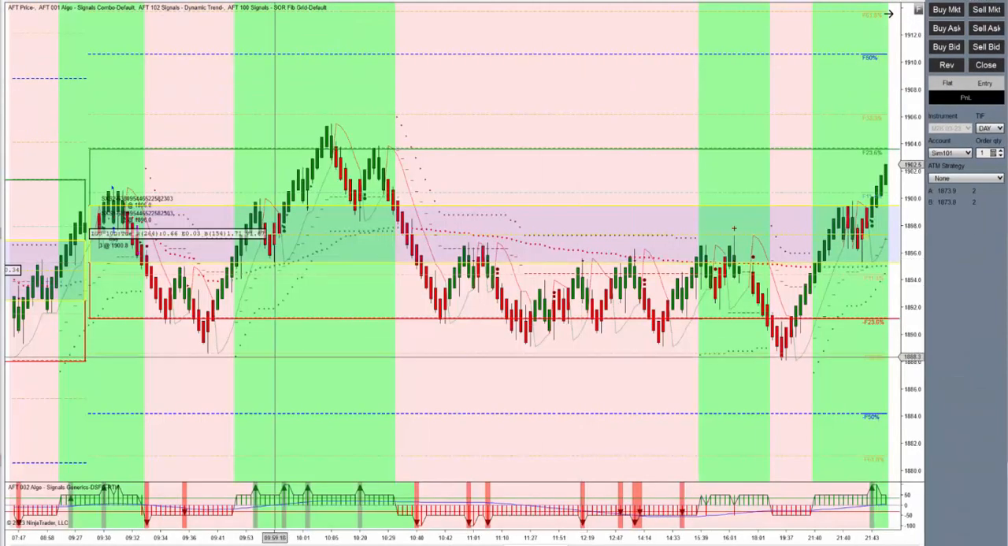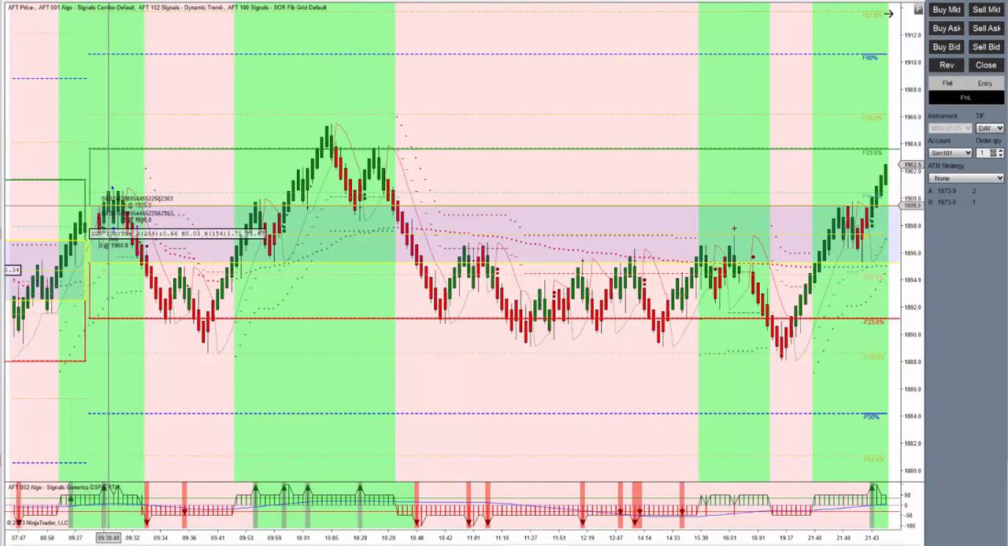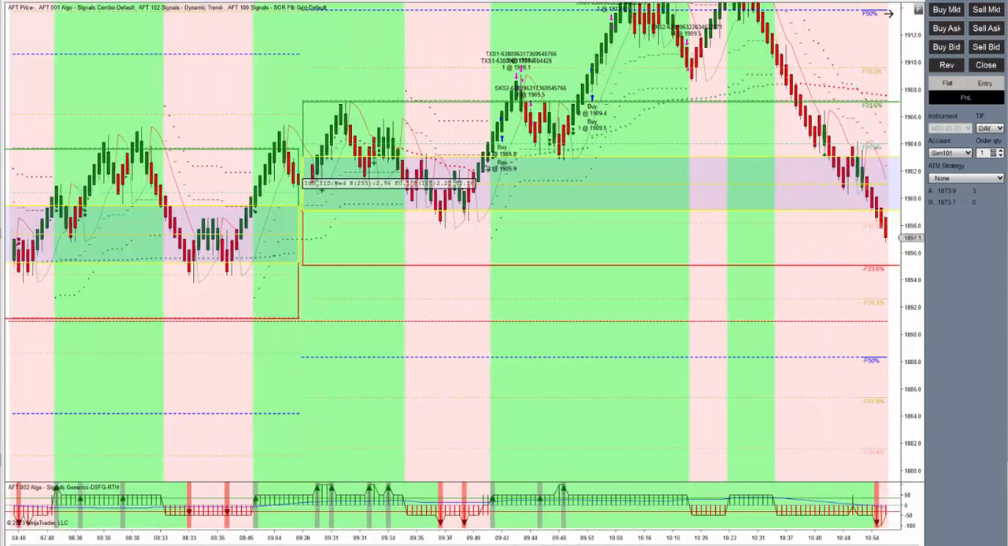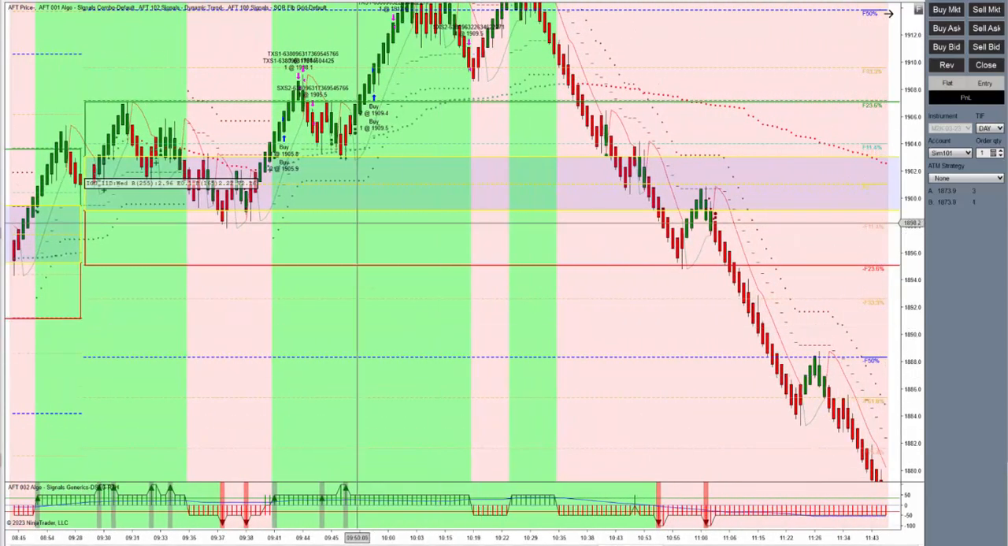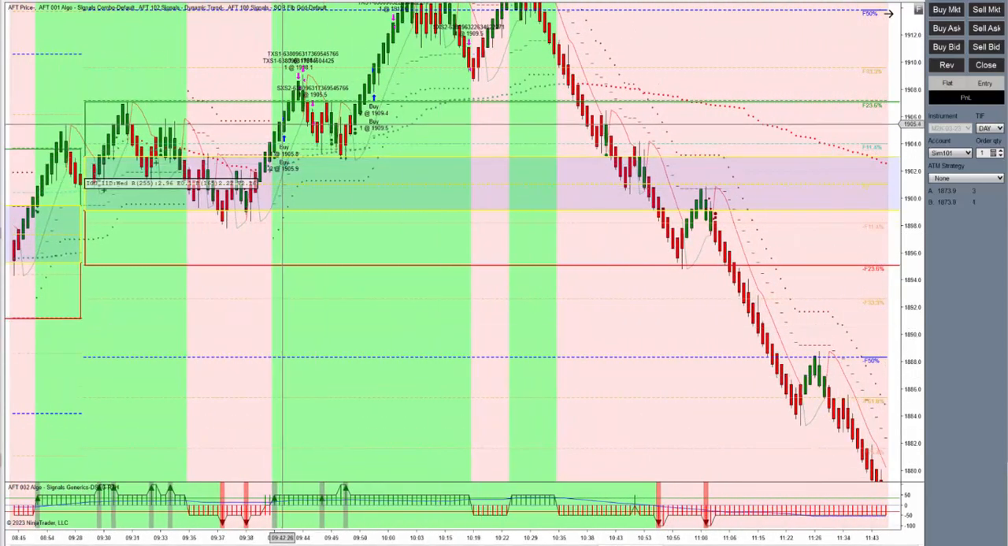The Russell. This was Tuesday. This was an entry here on a breakout to the upside. Took a stop there. I think that was all that was on Tuesday. This was Wednesday, and this was a break to the upside.